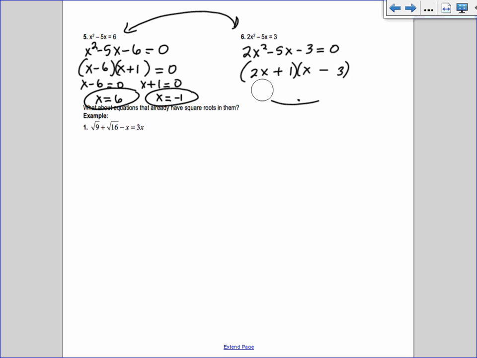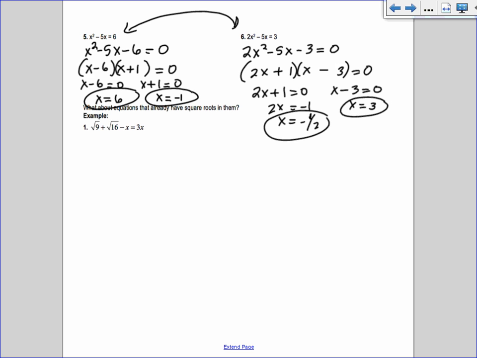All right, so I factored it. I have it set equal to 0. So I'm going to say 2x plus 1 could equal 0, or x minus 3 could equal 0. So x equals 3 is one answer. The other answer, I subtract 1 and I divide by 2, so I get -1/2. So -1/2 and 3 are the answers.